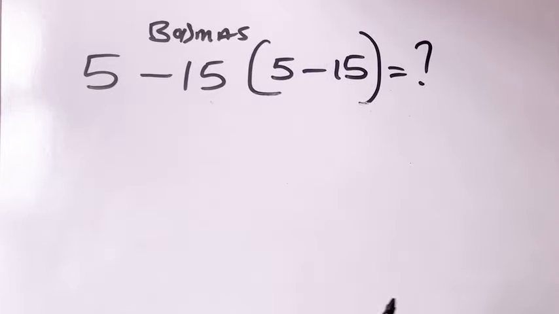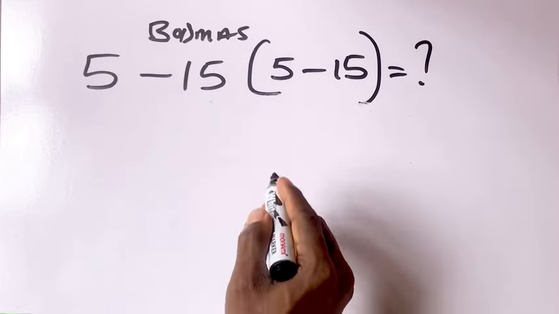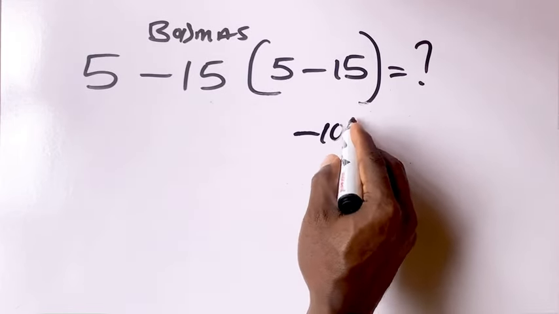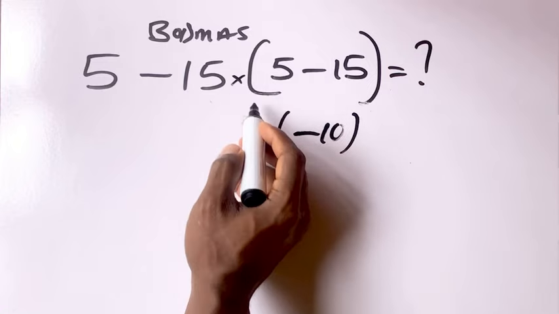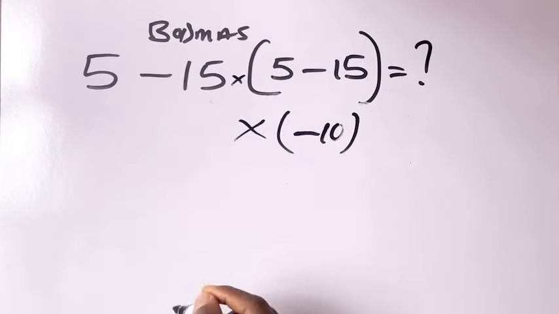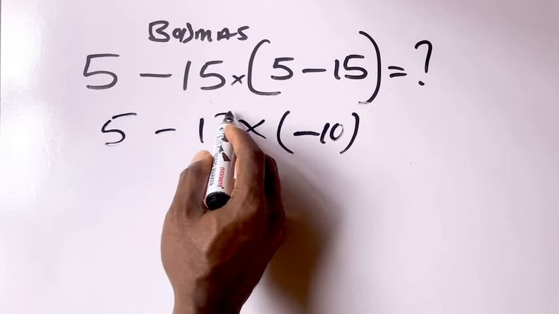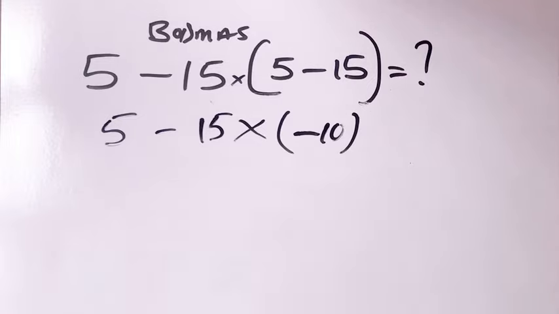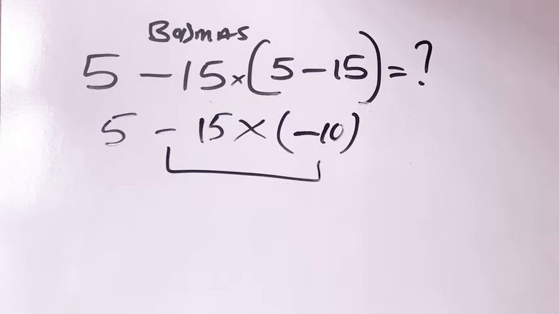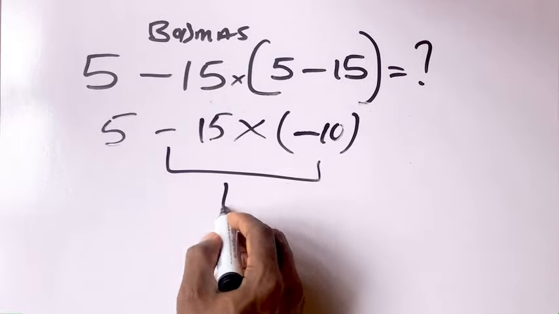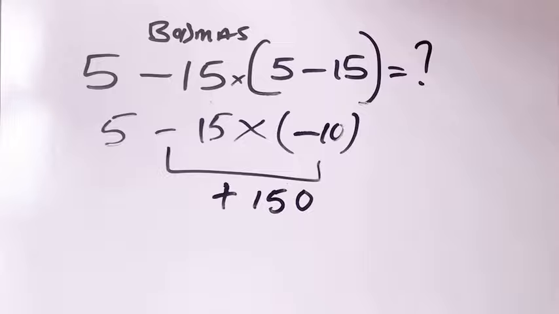So 5 minus 15 will give us what? Minus 10. There's times here. Times 5 minus 15. Now, minus 15 times minus 10 will give us what? Plus 100 and what? 50.